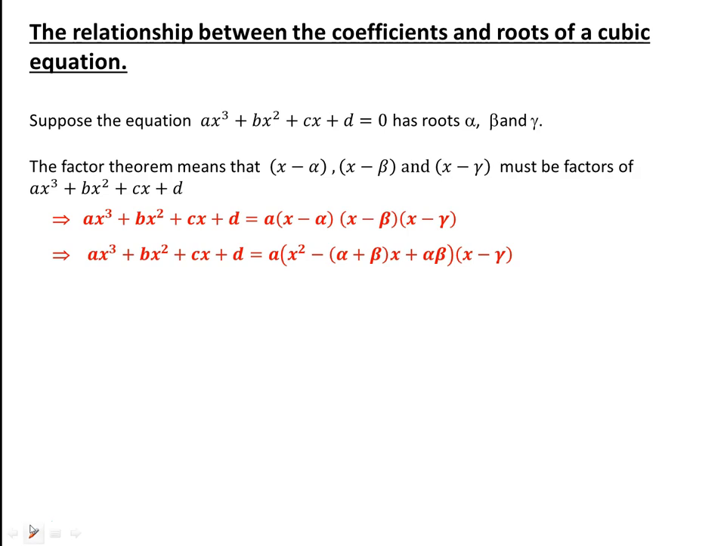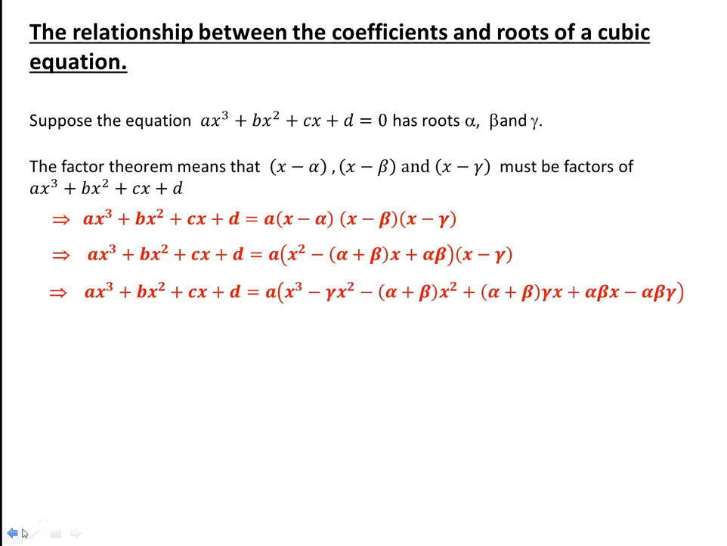So if I do that, the right hand side just becomes a times, first of all, (x squared minus (alpha plus beta)x plus alpha beta), and also multiplied by (x minus gamma). Multiplying out the brackets on the right hand side now gives us a times (x cubed minus gamma x squared minus (alpha plus beta) lots of x squared plus (alpha plus beta) times gamma x plus alpha beta x minus alpha beta gamma).